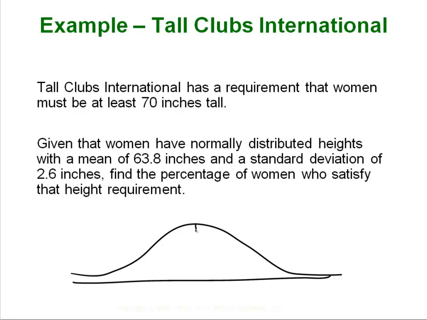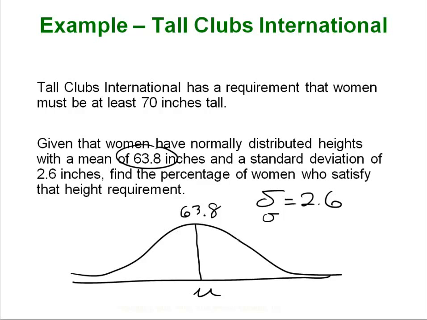Now the average, your mu for a standard normal is 0, but for us it's 63.8. They told us an average of 63.8. And our standard deviation, sigma, is 2.6 inches.